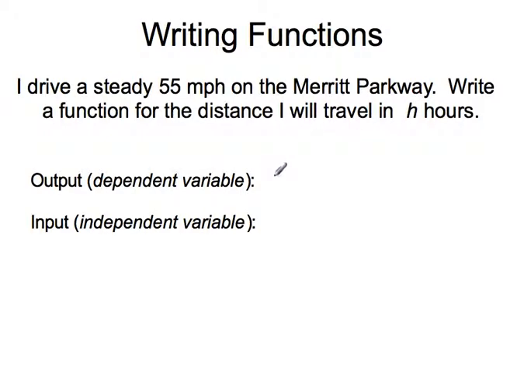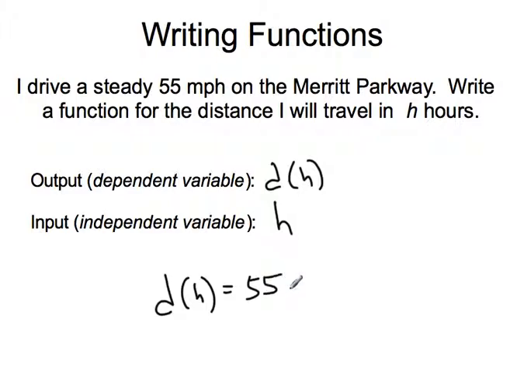So let's write that out. The output is distance, which depends on how many hours I drive. Okay? And the input would be the number of hours I drive. The equation, do you remember d equals rt? Distance equals rate times time. So the distance, which depends on the number of hours I drive, is equal to the rate, 55 miles an hour, times the number of hours I drive. So there would be a function for this situation.